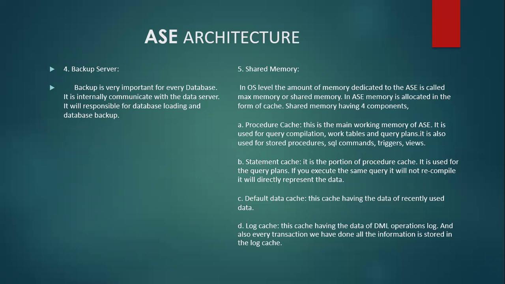In ASE, memory is allocated in the form of cache. Shared memory has four components. First is the procedure cache. This is the main working memory of ASE. It is used for query compilation, work tables and query plans. It is also used for stored procedures, SQL commands, triggers, views, etc.